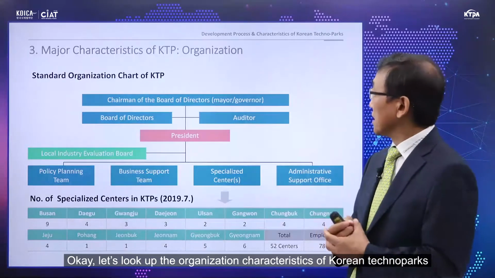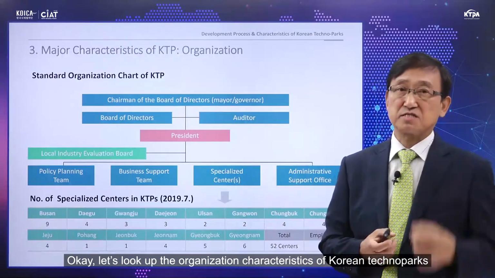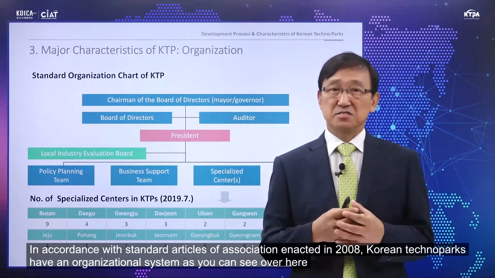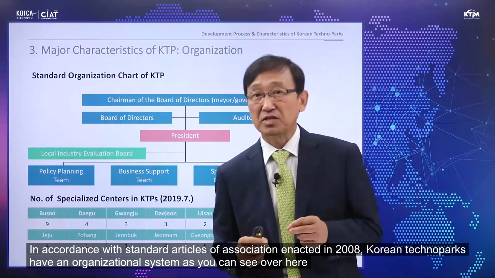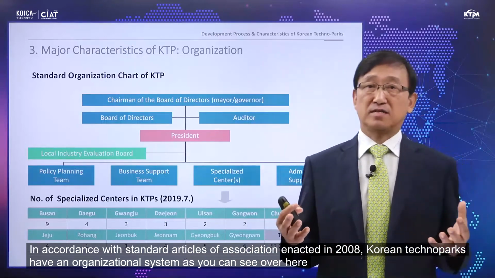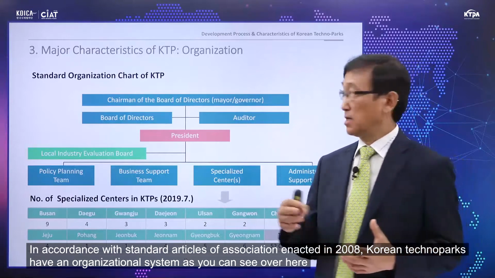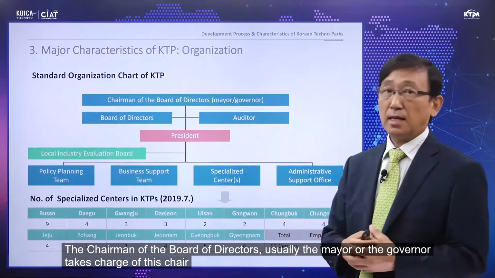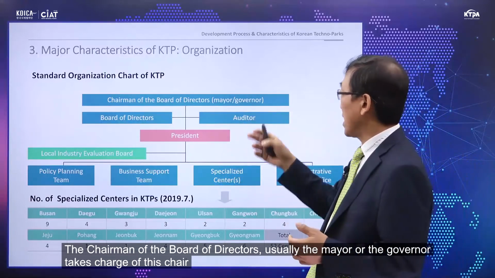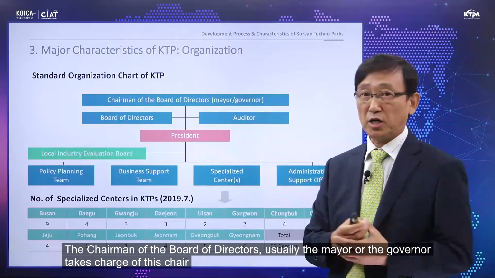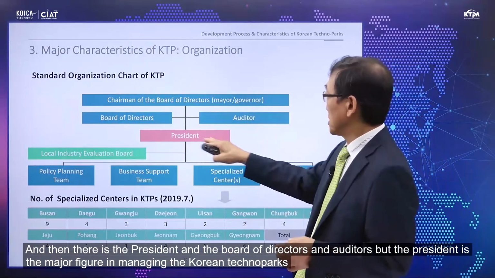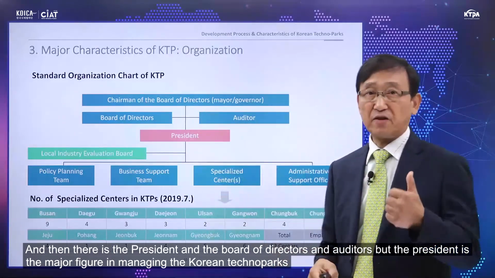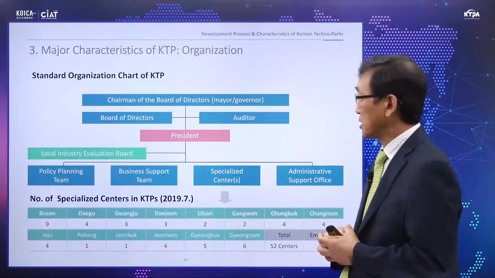Okay, let's look at the organization characteristics of Korean Technoparks. In accordance with the standard articles of association enacted in 2008, Korea Technopark has an organizational system, as you can see over here. The chairman of the board of directors is usually the mayor or the governor. And then there's a president. There's a board of directors and auditors, but the president is a major figure in managing the Korea Technoparks.